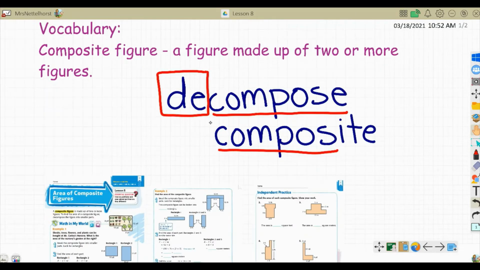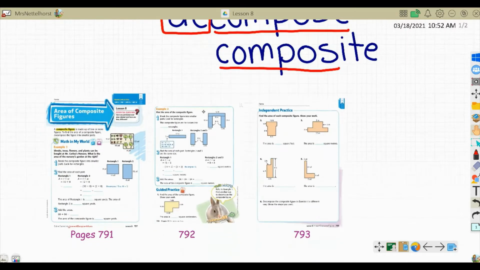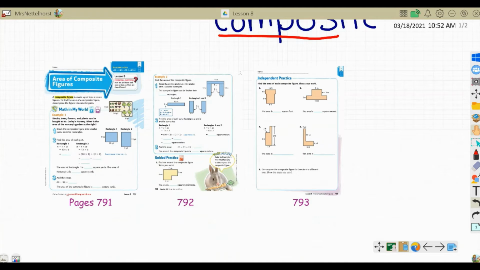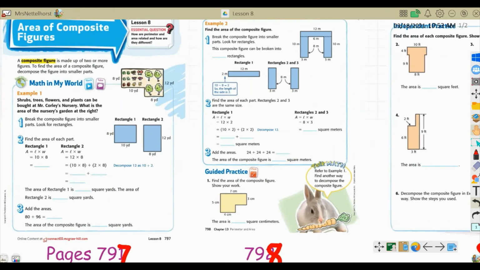You've got it. And I just realized I did not change the page numbers on this, so I'm going to change them right now before your very eyes. So this one is page 797, 798, and 799. These are the three pages that we're doing in our math book today. So let's go ahead and look at page 797.